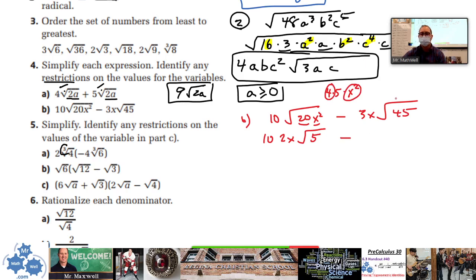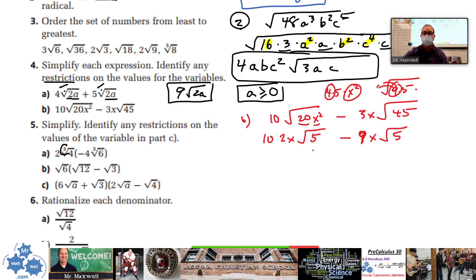The 45, let's see, any perfect squares that are, 9. 9 times 5, right? 45 is 9 times 5. So 9 can come out of the square root club as a 3. So 3 times 3, which is 9, x root 5. So the 9 comes out as a 3 times 3x is 9x.